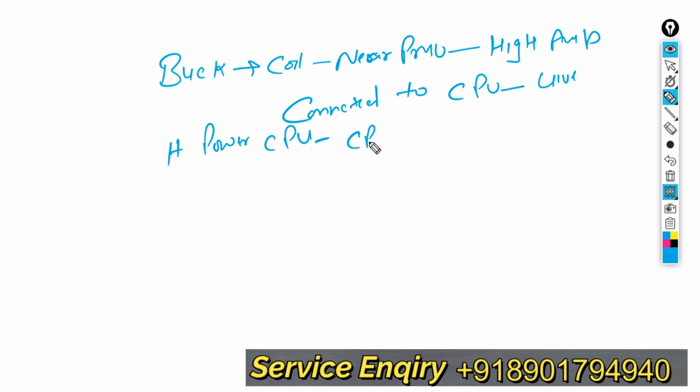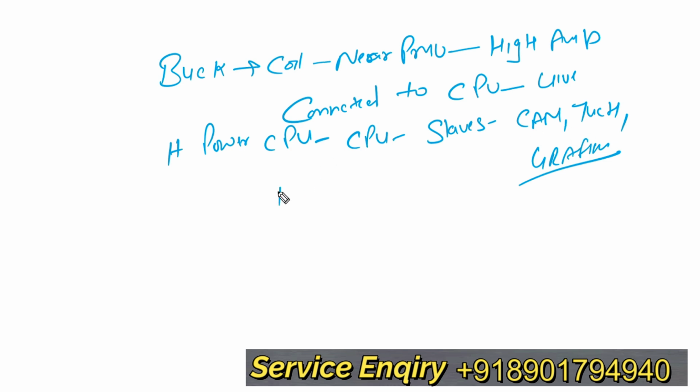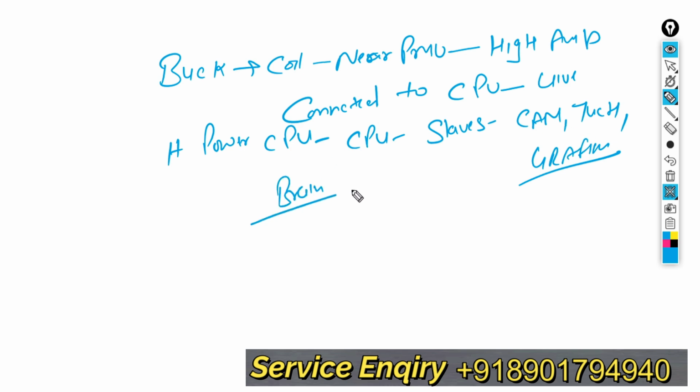Because your CPU is like a human brain, right? The human brain controls all your body parts. The CPU controls all your slave chips, like your camera chip, your touch chip, your graphics chip. Each and every chip is controlled by the CPU. So the CPU is your brain. Now, the brain needs more power, right? That's why the CPU needs high current, but it's working on a low voltage.